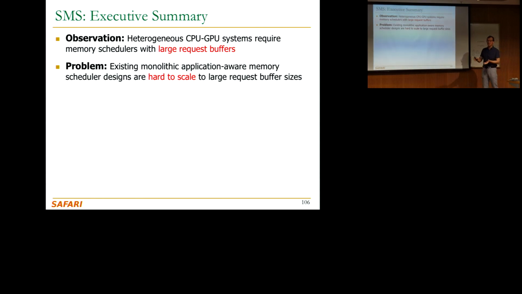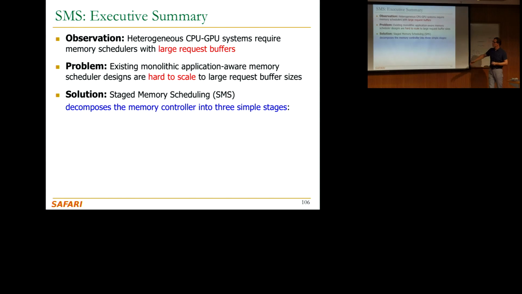And if you have an application over a memory scheduler like we've discussed so far, they're hard to scale to large request buffer sizes, because these are actually heavyweight algorithms, like we've seen before. So we wanted to do something different in this case. And this is a very different idea. We call it staged memory scheduling. And there are several ideas in here.